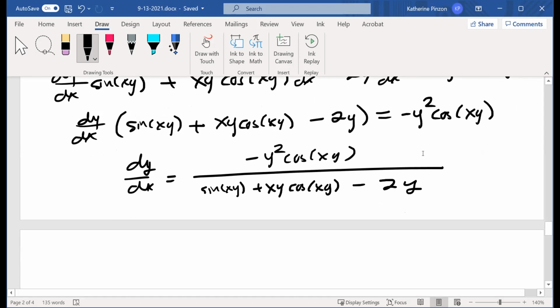Make sure when you're entering things in Infinity, you're putting parentheses around your arguments of sine and cosine. If you have more than one thing inside your sine and cosine, it wants parentheses in there.